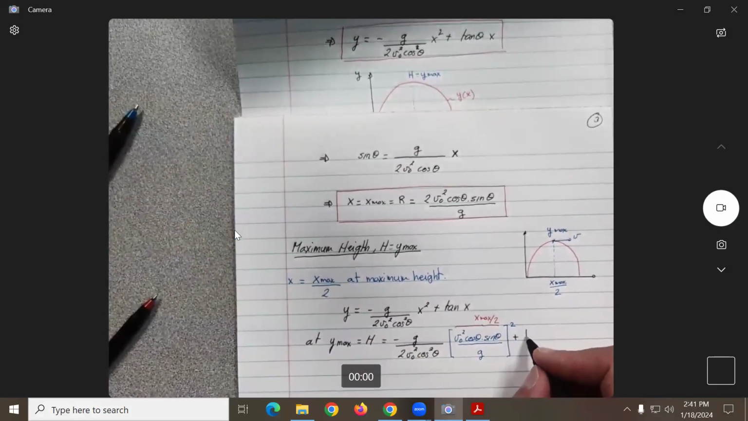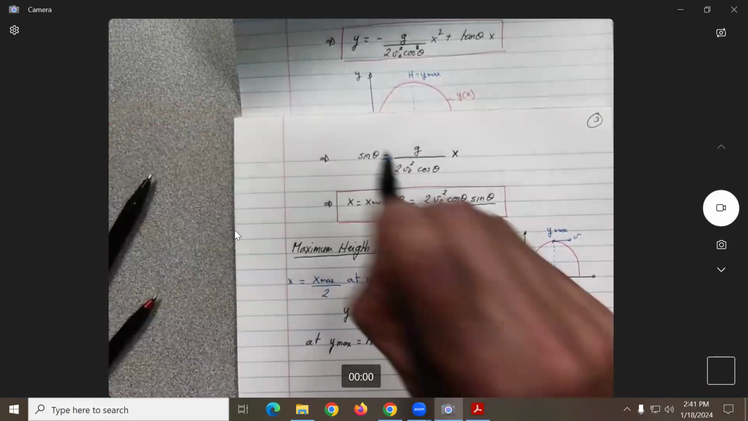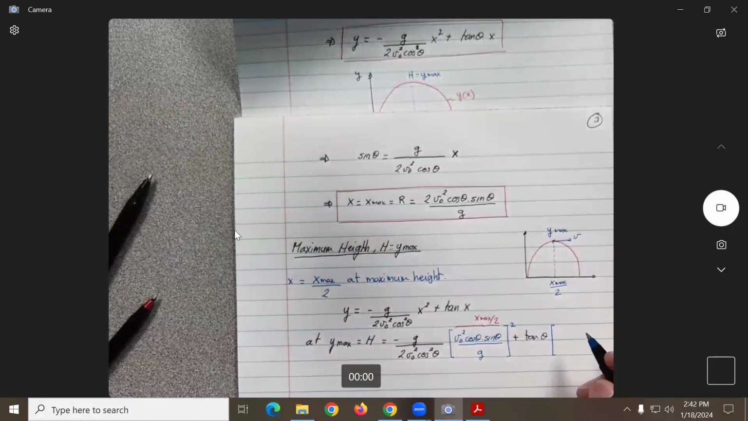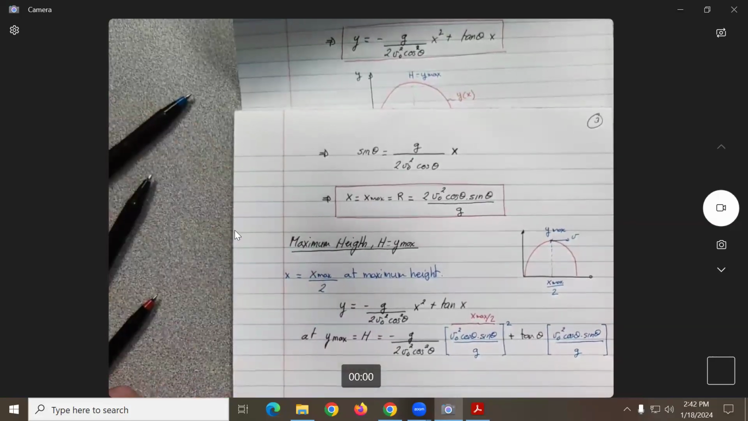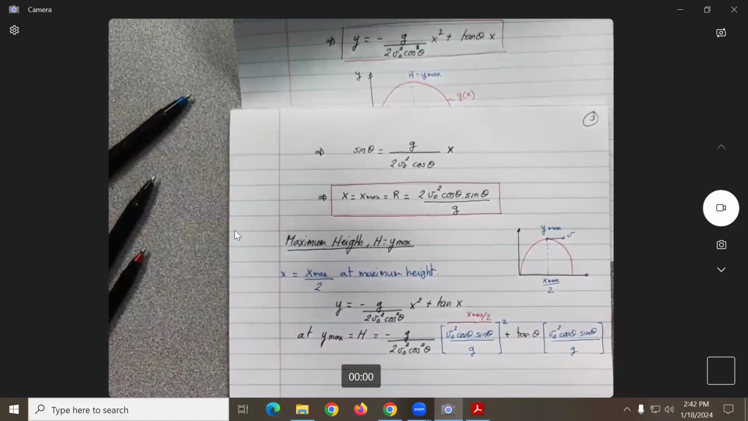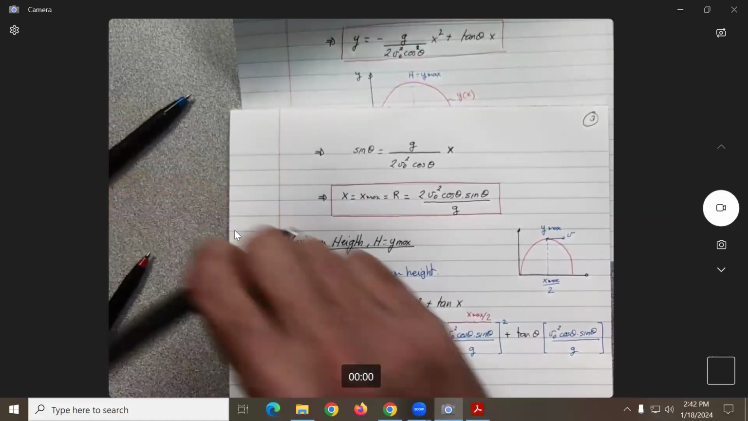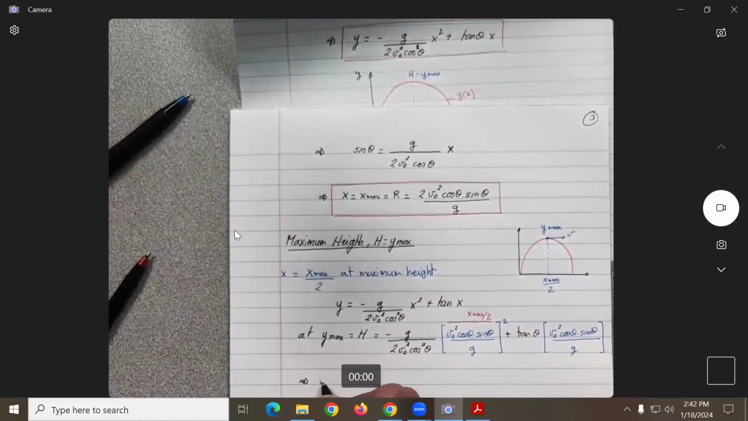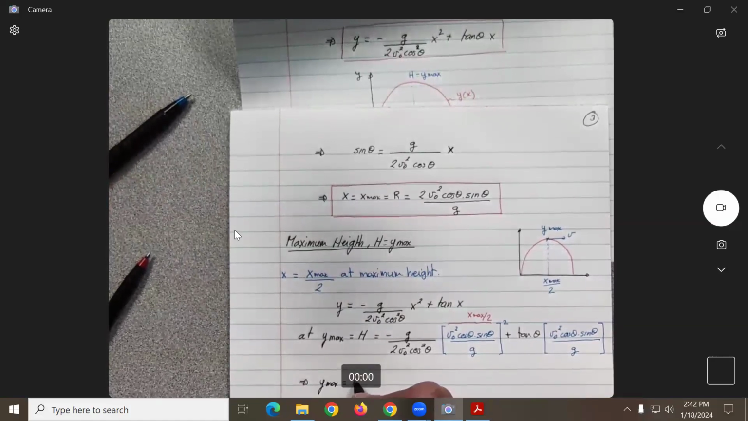Plus tangent theta of v naught squared cos theta sine theta over g. Okay, so let's see what we're gonna have. We're gonna have y max equal to h. What are we going to have over here?